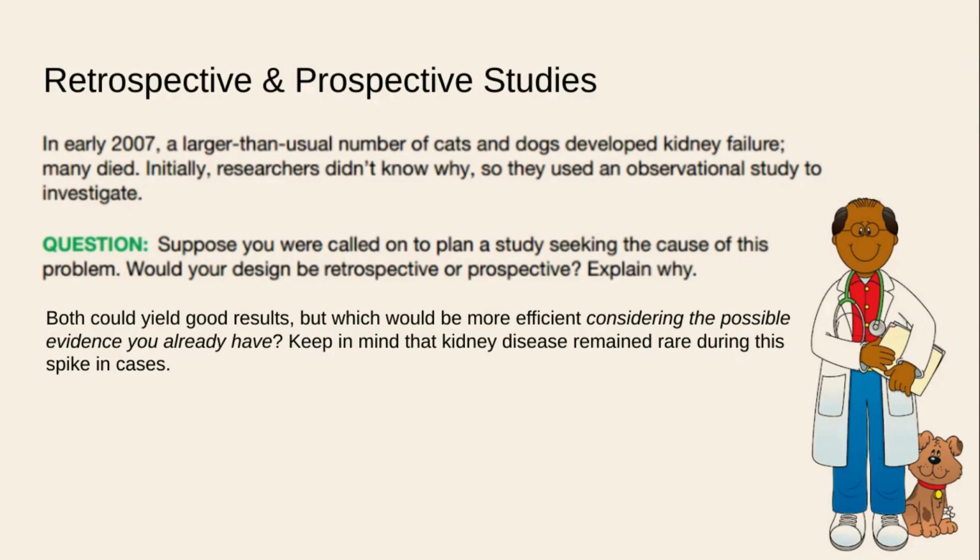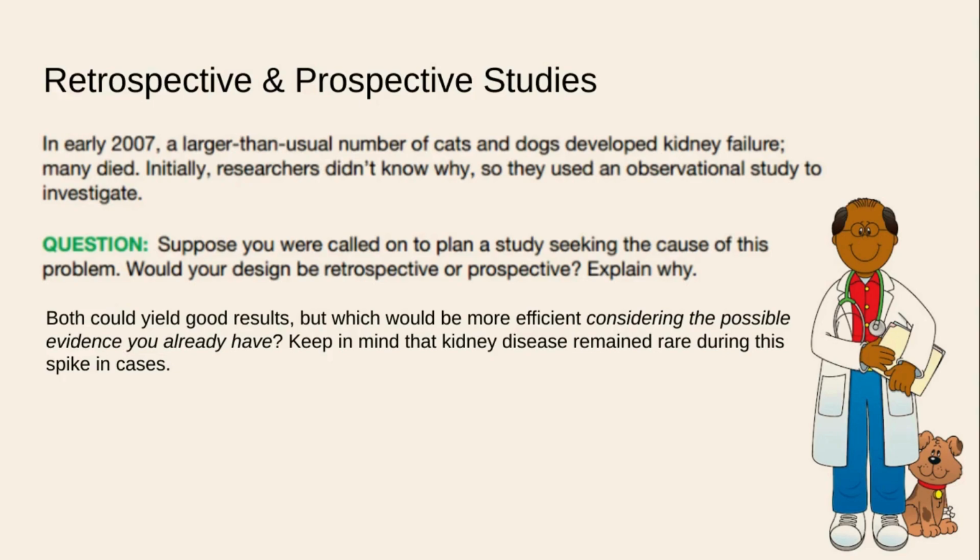And explain why. I could kind of go either way, but judging by the answer the book gives, I'm going to give you a little hint. Both could yield good results. Fair enough. But which would be more efficient considering the possible evidence you already have? Keep in mind that kidney disease remained rare during the spike in cases. So though there was an increase in cases and it was noticeable, kidney disease was still rare. So considering that, think about whether you'd want to use a retrospective study or a prospective study.